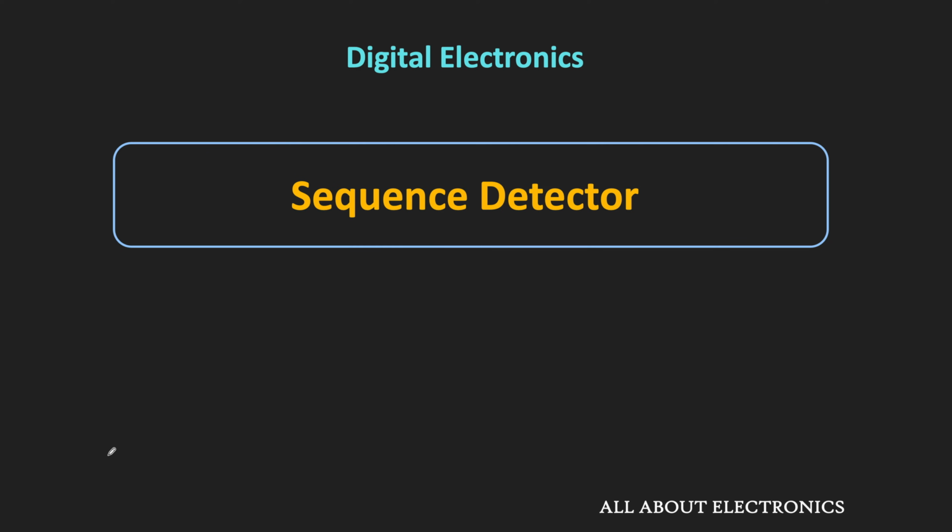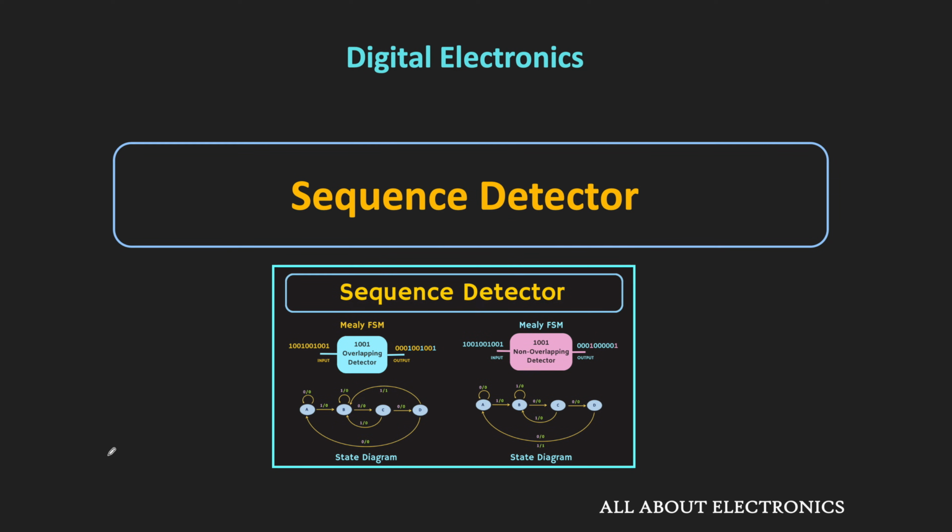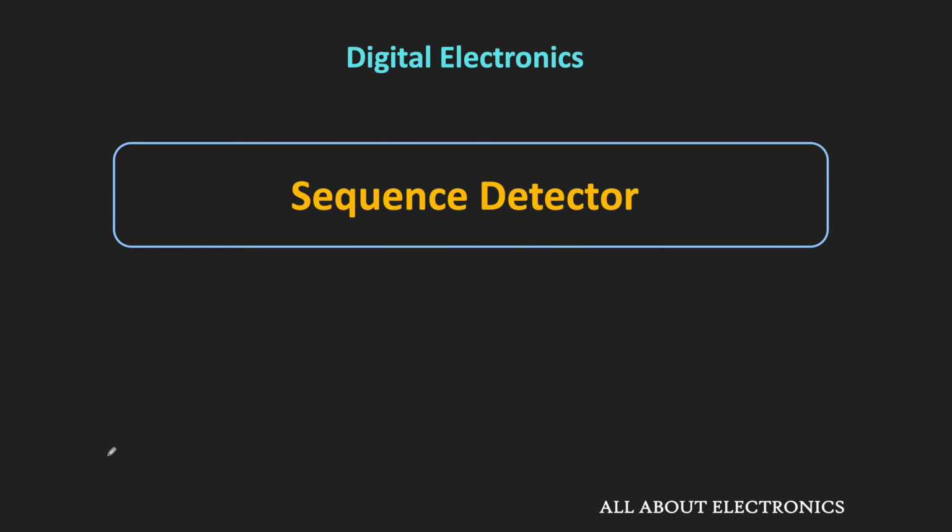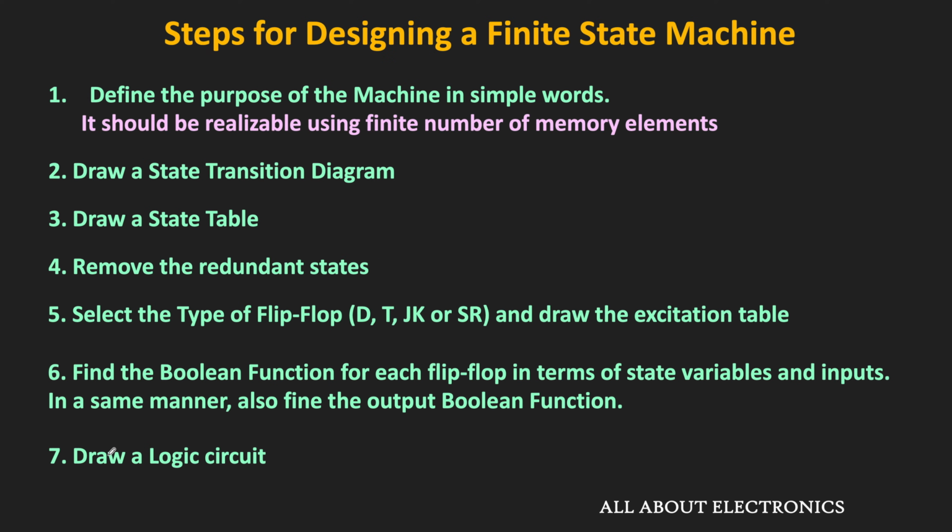So in the previous video, we understood the basic steps for designing the finite state machine, and we understood the procedure through an example of the sequence detector. And the sequence detector which we designed was the Mealy type FSM. So similarly, in this video, let us see how to design the Moore type finite state machine for the sequence detector. The design steps will remain the same.